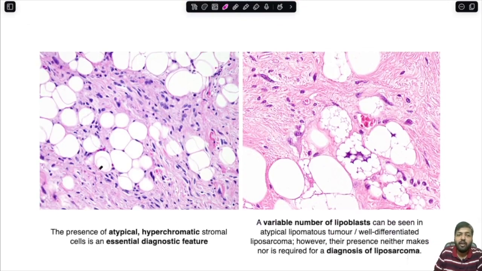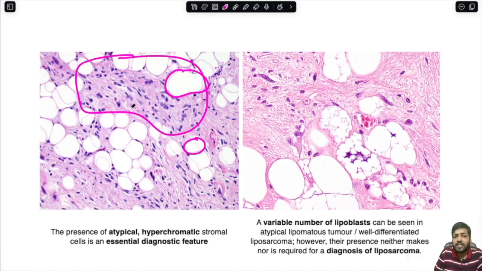What you see over here on the left hand side is the classical lipoma-like variety. You can see that there are mature adipocytes of different sizes. We cannot see any lipoblasts, but what is very striking is the atypical hyperchromatic nucleus present in the stroma. This is the stroma, right? So the presence of atypical hyperchromatic stromal cells is an essential diagnostic feature. I want to lay more stress on this point.